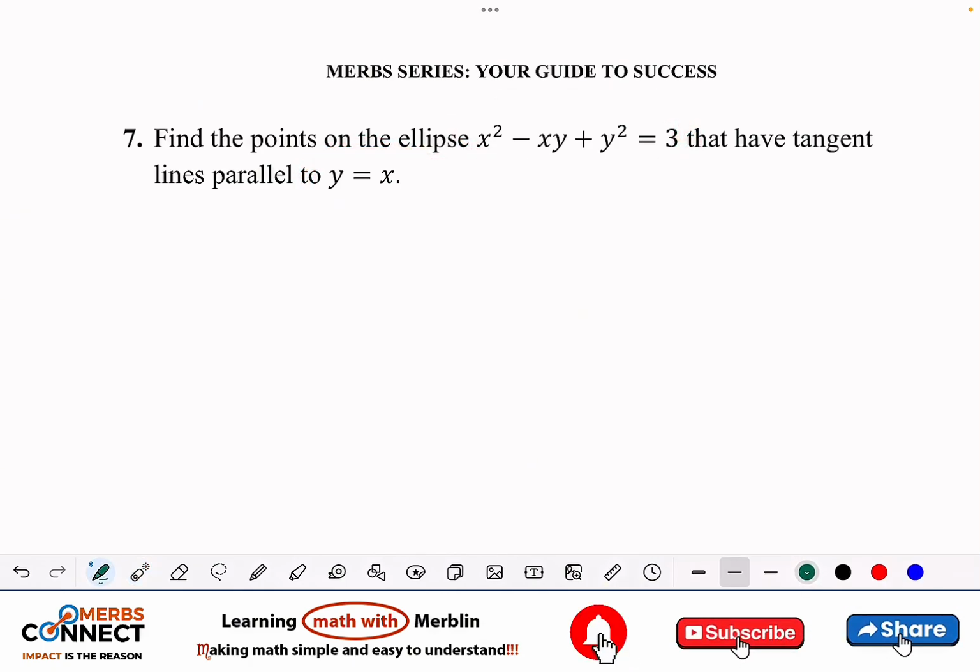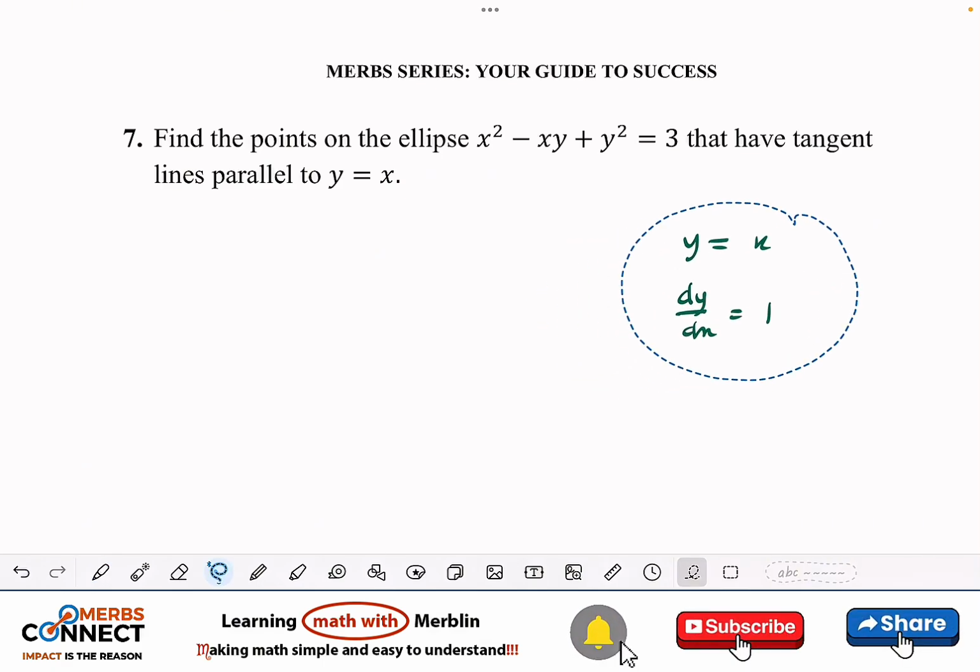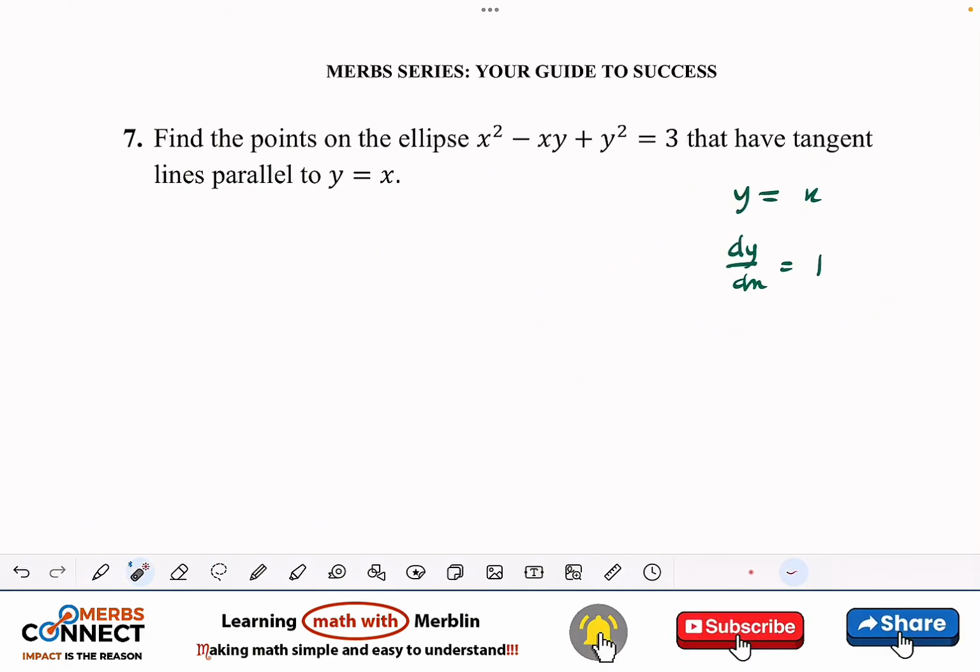So let me find the slope for y is equal to x first. dy over dx is equal to 1. So that is the slope for the first one. The hard work comes in when we are dealing with this one, so let's try and find the slope for that one too.